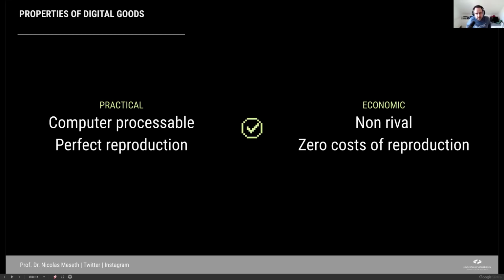So what's the benefit of digitizing something? Here we have 4 different aspects of digitizing something, and these are properties of digital goods in general, and we want to briefly go through them and talk about what that means. So on the left side, we see very practical properties.